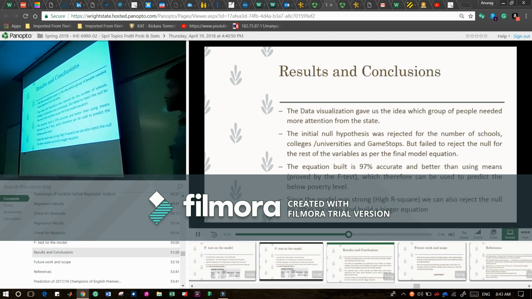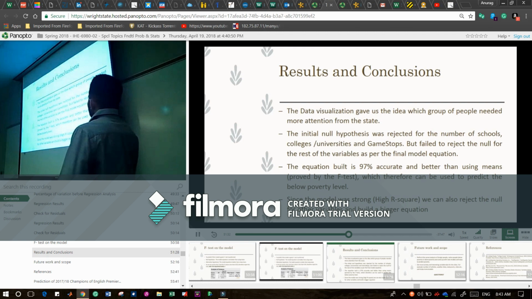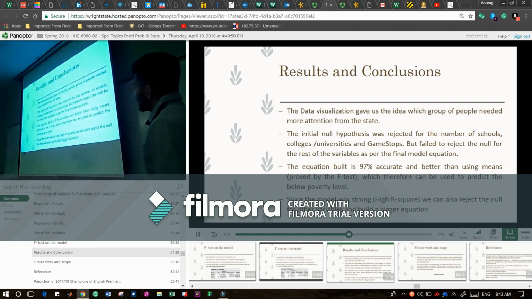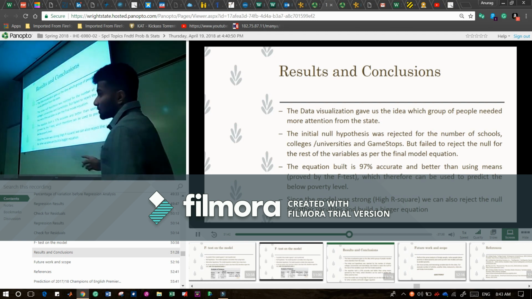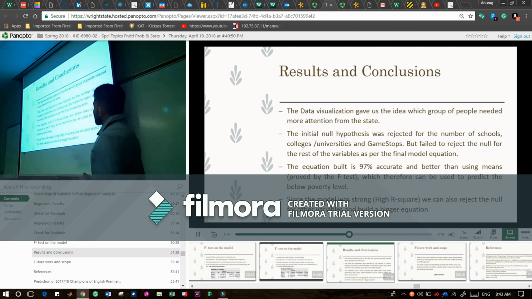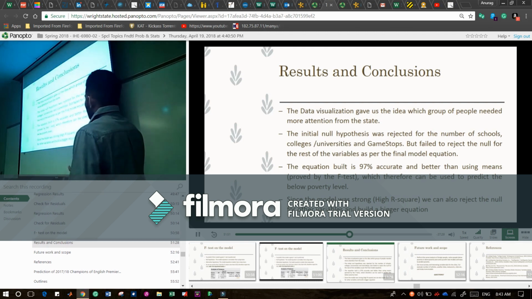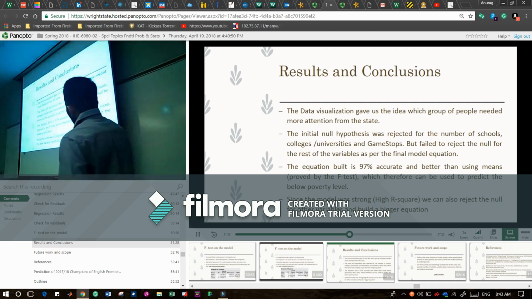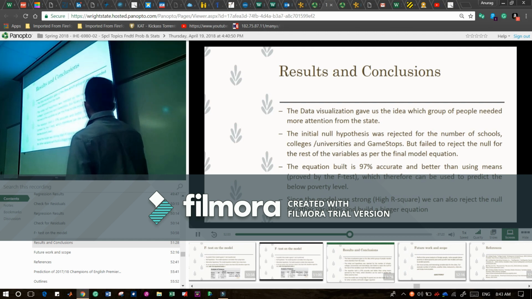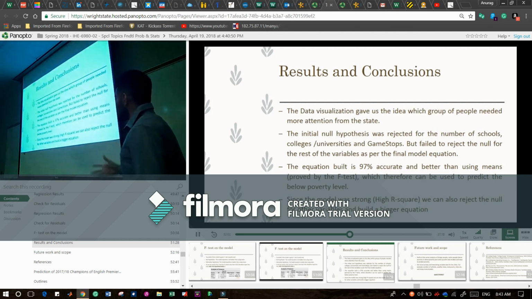So the results and conclusion. The data visualization gave us the idea of the group of people needing more attention from the state government. The initial null hypothesis was rejected for the number of schools, colleges, and GameStops, because that's how the equation was predicted. But we failed to reject the null for the rest of the variables, as the regression model didn't give the p-value which was needed. The equation built is 97% accurate and better than using means. That's proved by the test, so it can be used to predict the below poverty level, as I've shown you earlier.